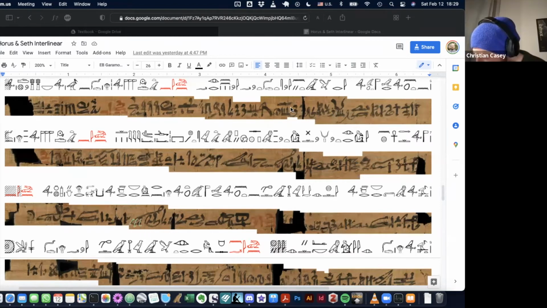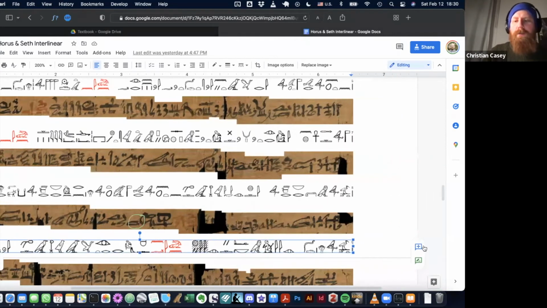This hieratic actually looks more like the plural strokes than it does like the papyrus. Yeah, that's how he has plural strokes instead of papyrus. I don't know if that's right or not. I'm gonna make a note. No, that does seem right, actually.